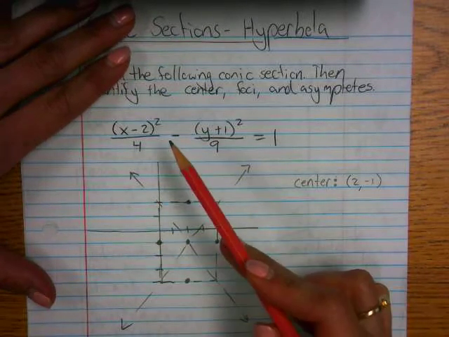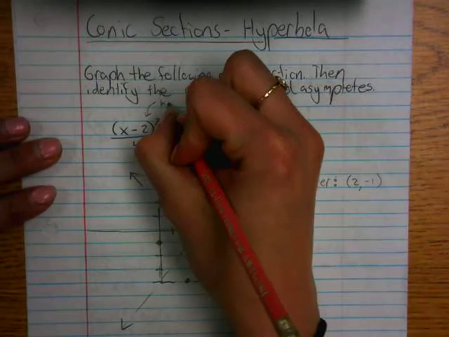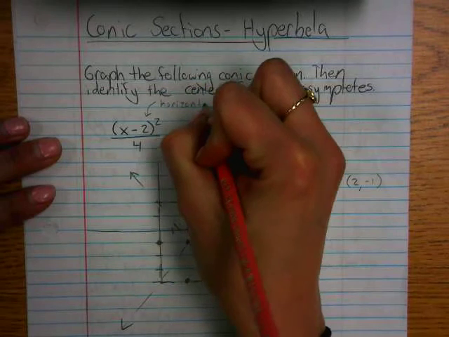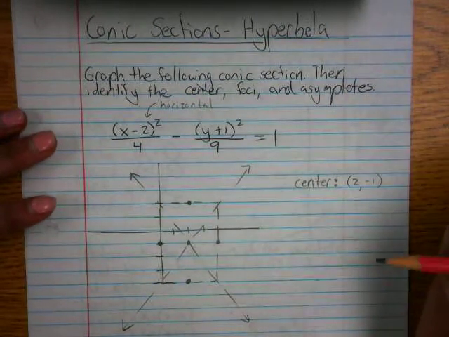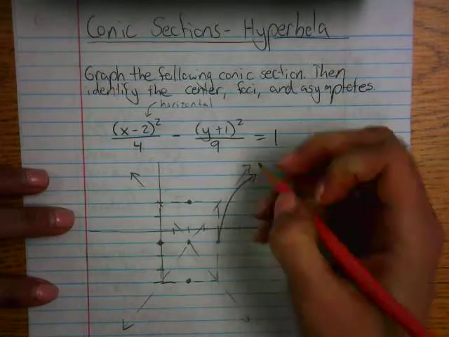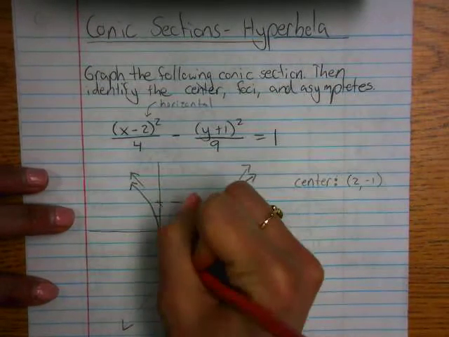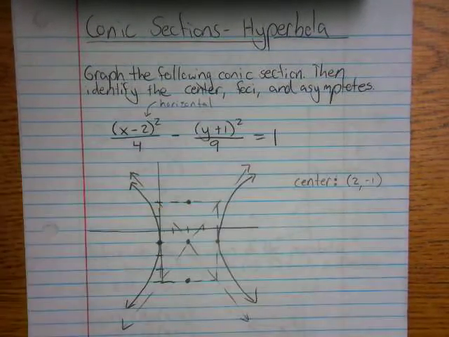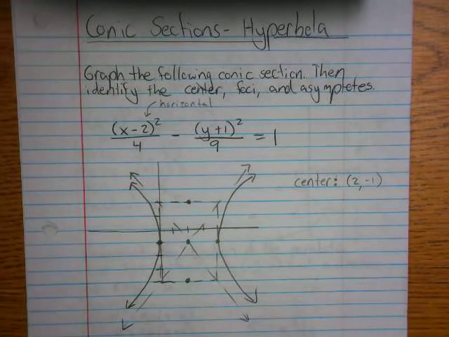So if I take a look at my equation, because it's leading with my x term, I know that this is going to be a horizontal hyperbola. If it would have been leading with the y term, then it would have been vertical. So I'm going to take this and draw a horizontal hyperbola approaching these asymptotes. That looks like this. So these two pieces are my actual hyperbola itself.